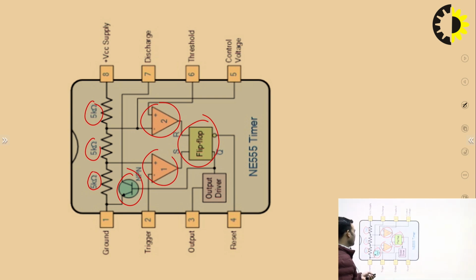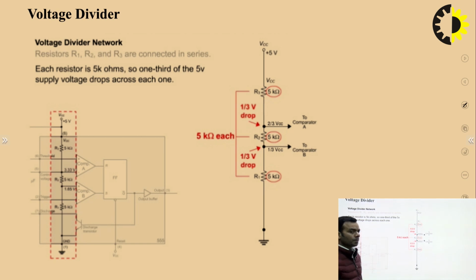This is an 8-pin IC which has pins as ground, trigger, output, reset, control voltage, threshold voltage, discharge and plus VCC supply. So, we will try to discuss one by one the application of each and every component used in the 555 timer IC.